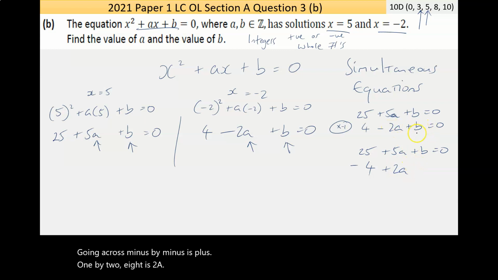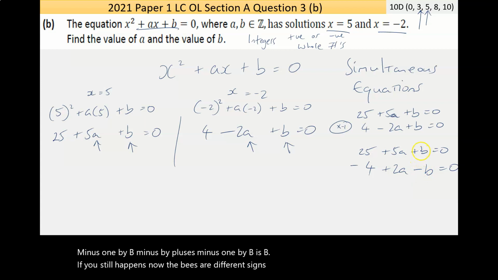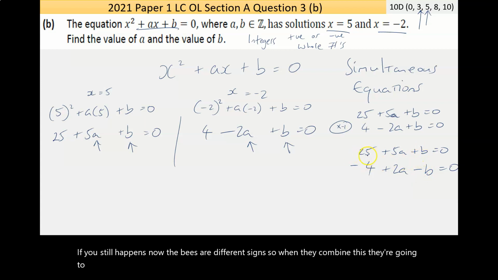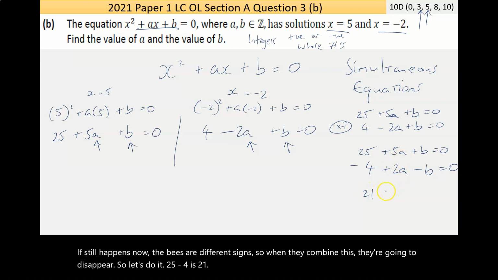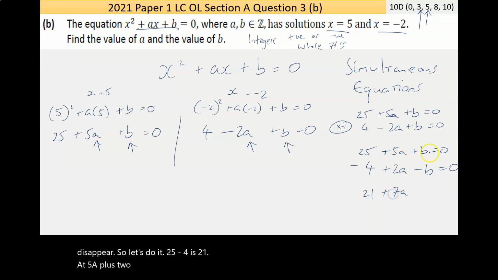Now, minus 1 by b, minus by plus is minus, 1 by b is b. If you see what happens now, the b's are different signs. So when I combine this, they're going to disappear. So let's do it. 25 minus 4 is 21. Now 5a plus 2a is 7a. b take b is 0. It's gone. Okay, so I'm left with 21 plus 7a equals 0.